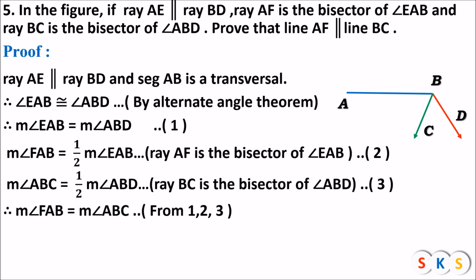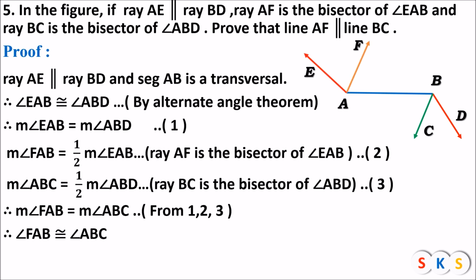Therefore the measure of angle FAB equals the measure of angle ABC, from 1, 2, 3. Look at the right hand side of equations 2 and 3. What is it? Half of angle EAB and half of angle ABD. Here angle EAB and angle ABD are equal, which we showed in equation number 1. It means the right hand sides of equations 2 and 3 are equal. Therefore angle FAB equals angle ABC. Therefore angle FAB is congruent to angle ABC.